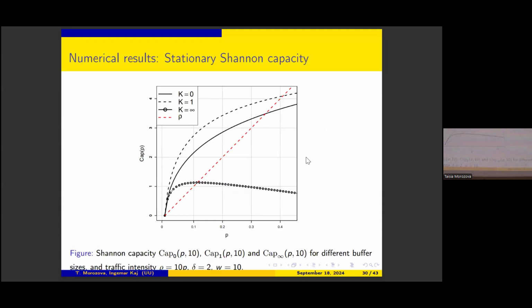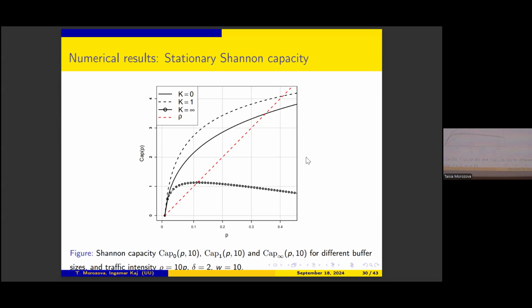So this is a numerical example, here for the cases K equals 0, 1, and infinity. This is the capacity function, and the red line is the rho, the product of P and W. Whenever we cross this diagonal line, it means that now capacity is not enough per cell, so the system will not work. That's the interpretation that we came up with.